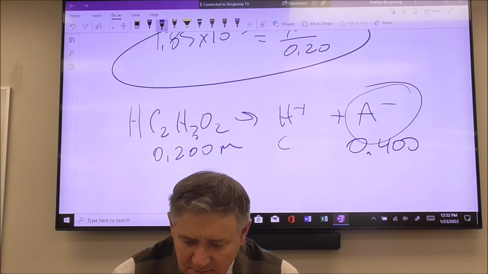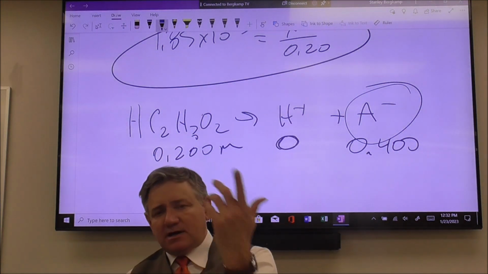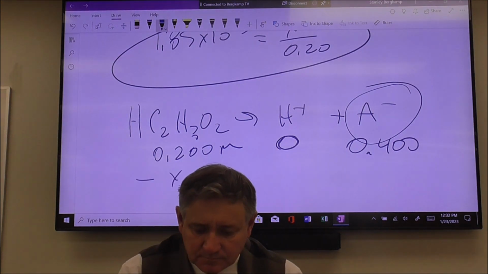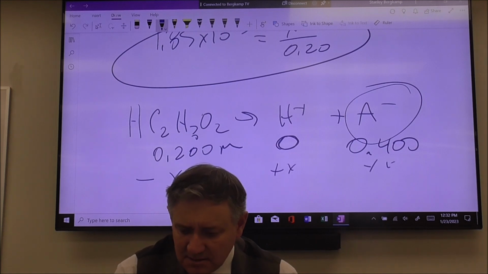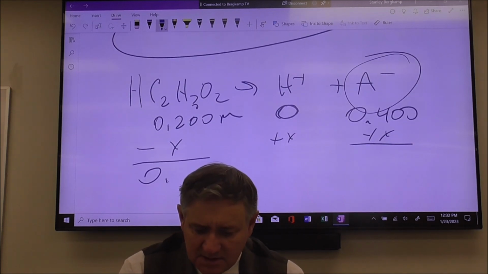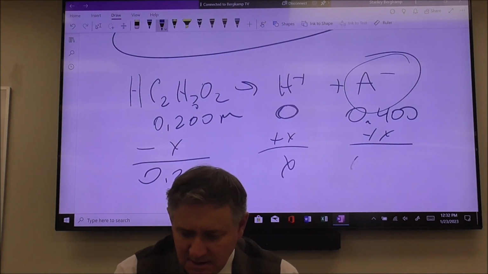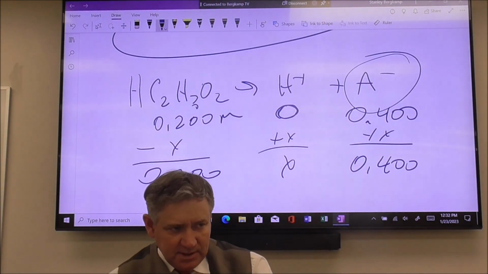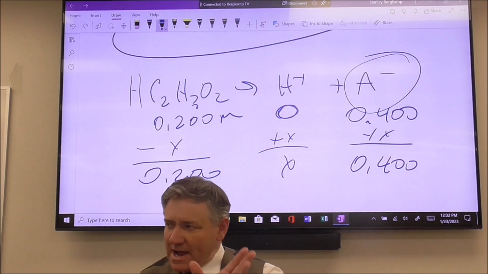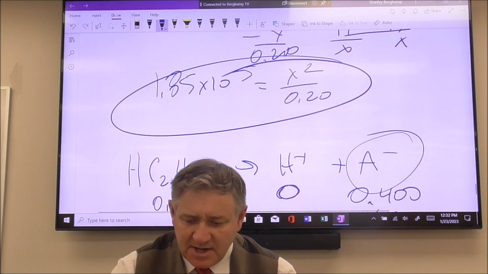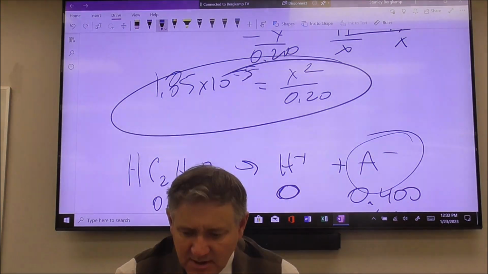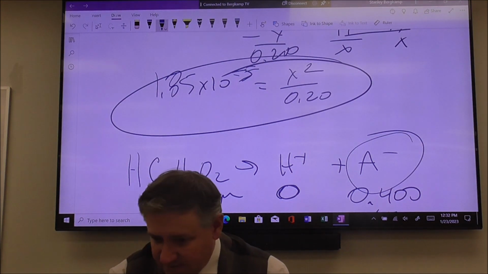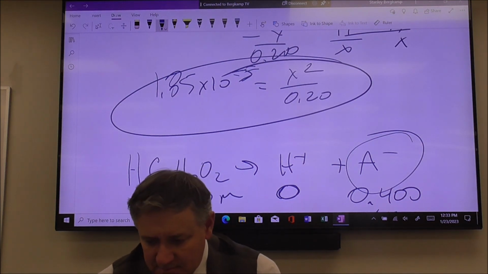Here's what's going to be similar. Your hydronium ion concentration is still going to start off at zero. You're still going to go minus X, plus X, plus X. This is going to become 0.2, this is going to become X, and this is going to become 0.4. Now, at this point, let's go back so we can make a comparison. Somebody take your calculator. Take 0.2 times 1.85 times 10 to the negative fifth, which is the Ka of acetic acid, take the square root of that and get me X.